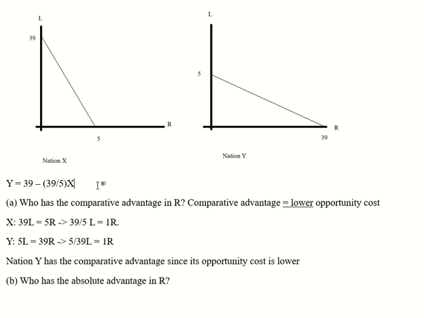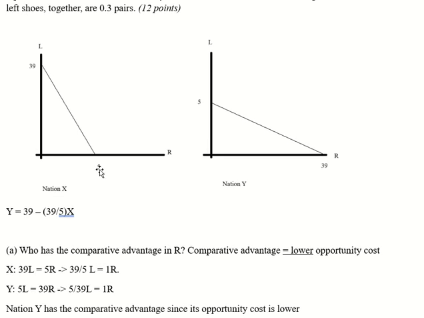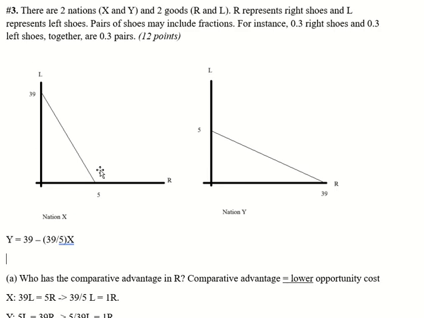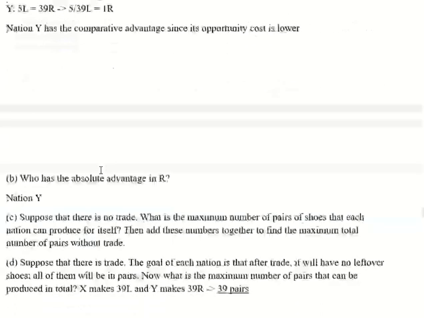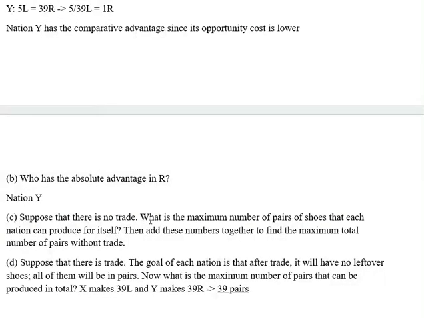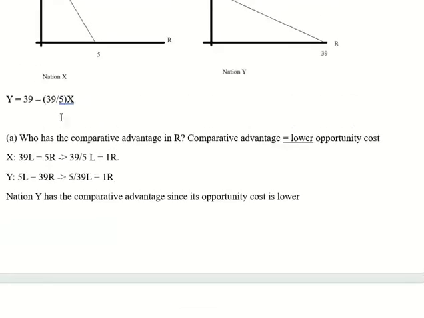So that's X's PPF. Now we also know from the question we want to have equal numbers of left shoes and right shoes, so we want to have pairs. So that means Y equals X, left equals right. So now we substitute and solve. If X equals Y, we can plug that into the top equation. We get X equals 39 minus 39 over 5X. Next step, we can add 39 over 5X to both sides.